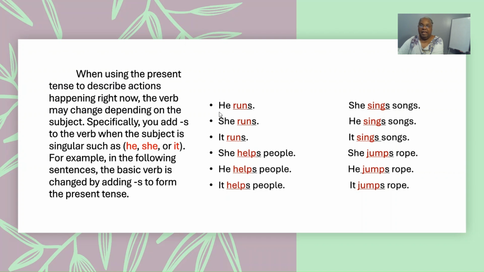Ready? Let us begin. He runs. She runs. It runs. She helps people. He helps people. It helps people. She sings songs. He sings songs. It sings songs. She jumps rope. He jumps rope. It jumps rope.